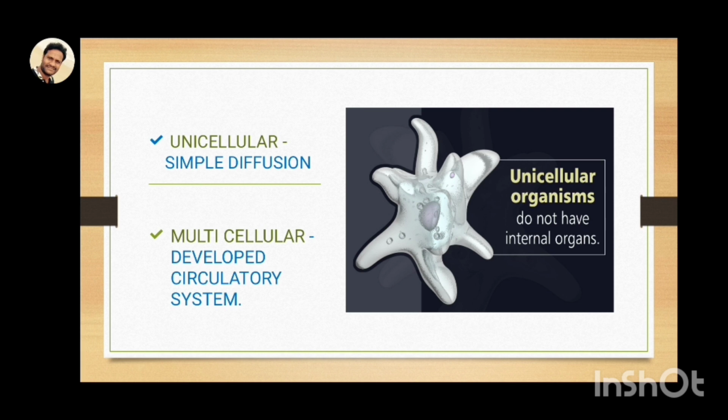In non-chordates, which are divided into 9 phyla, the first is Protozoa. Protozoa are also called unicellular organisms, because they have a single cell. In these unicellular organisms, nutrients and nitrogenous waste compounds are transmitted directly through the plasma membrane by simple diffusion. In highly developed multicellular organisms, a circulatory system is developed.